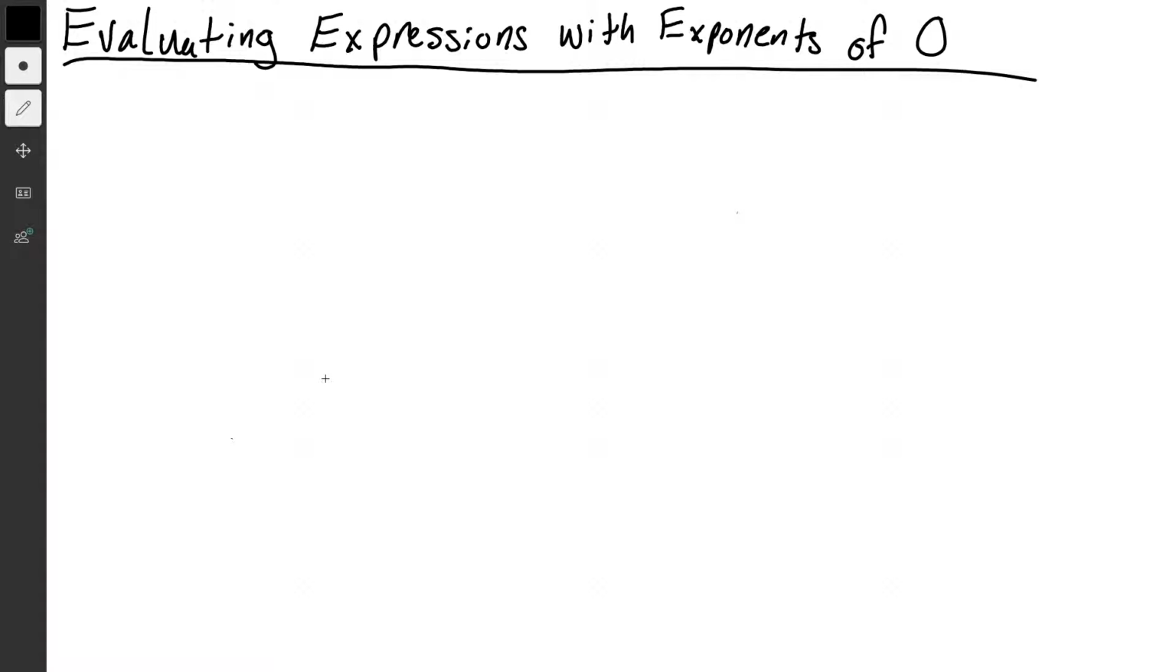In this video, we will be learning how to evaluate expressions raised to the 0th power. There's really only one thing to remember. Any non-zero number with an exponent of 0 is 1. So for example, 2 to the 0th power is 1.